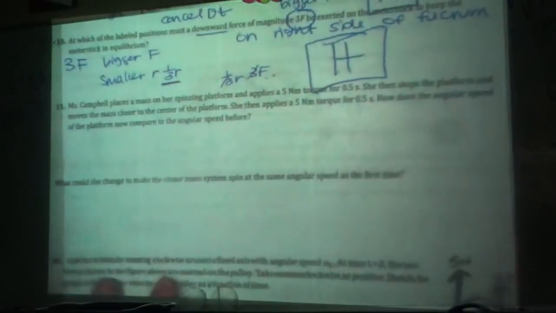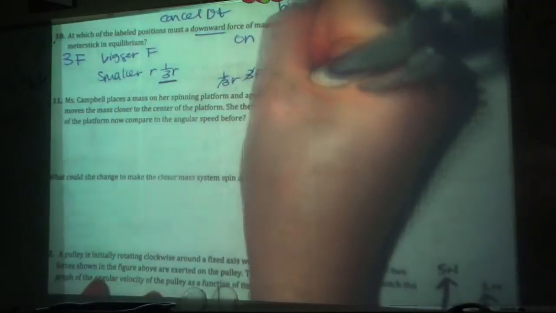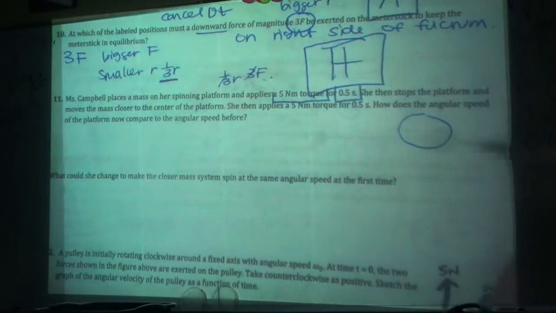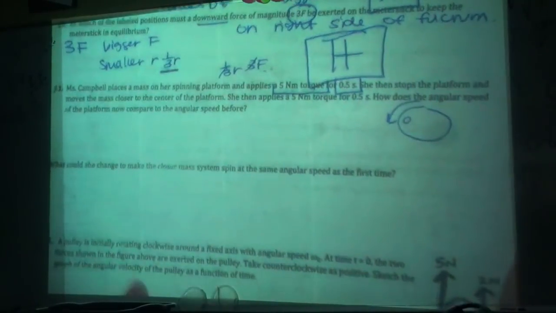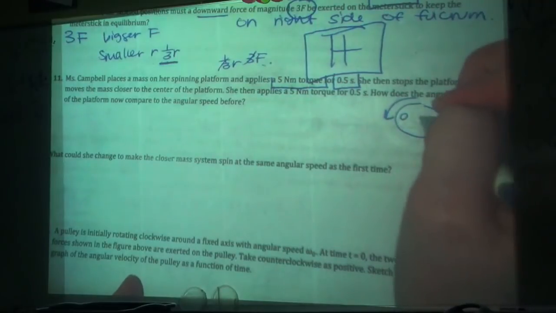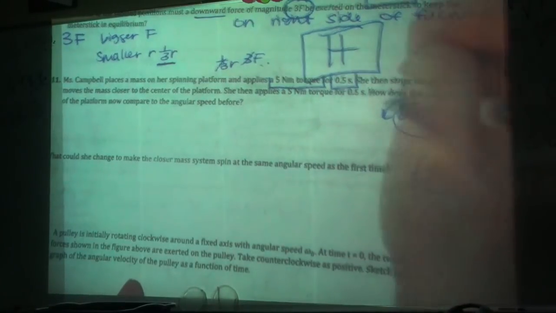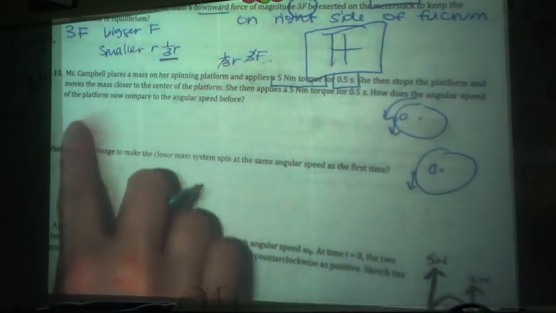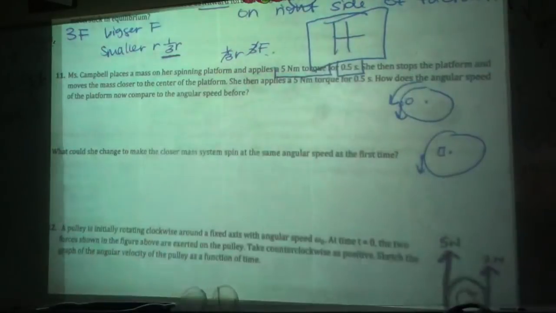Ms. Campbell places a mass on her spinning platform and applies a torque of 5 Newton meters for 0.5 seconds. She then stops. So at first, let's say it's going around counterclockwise, and then she stops it, puts it closer to the center and applies the exact same torque for the exact same amount of time. How does the angular speed now compare to the angular speed before?